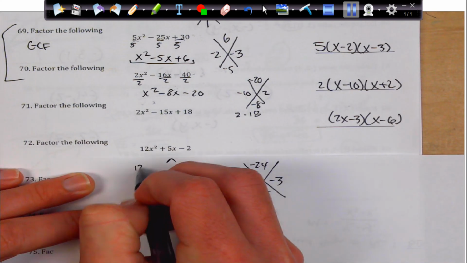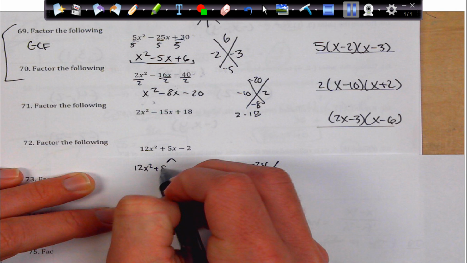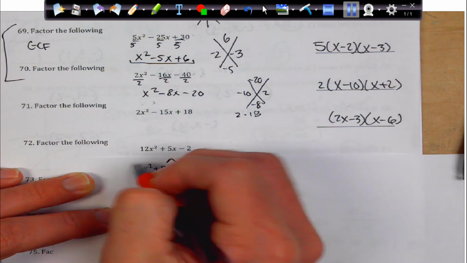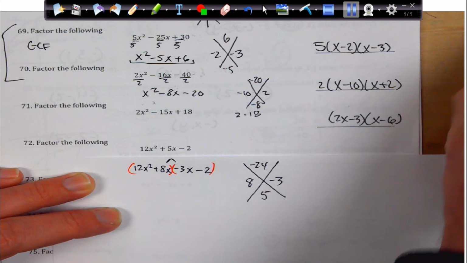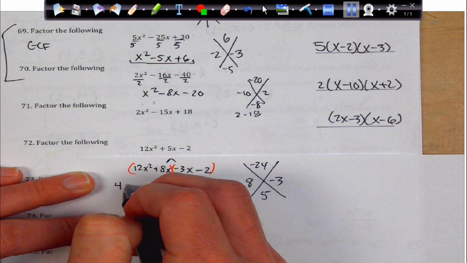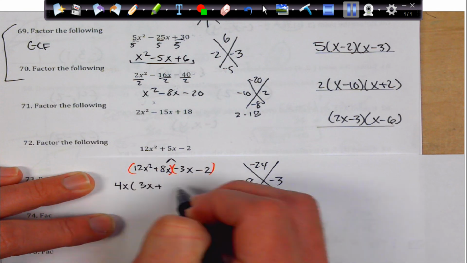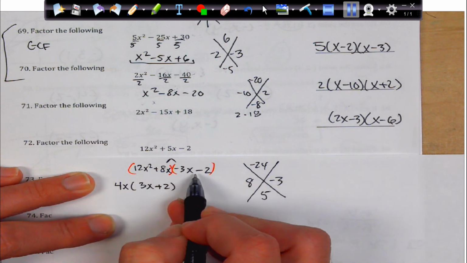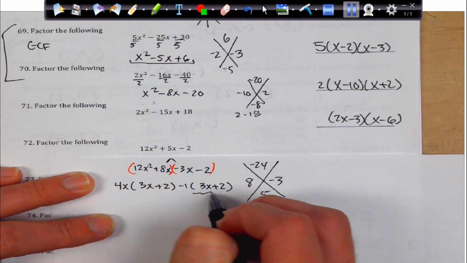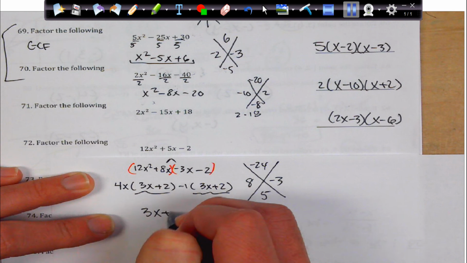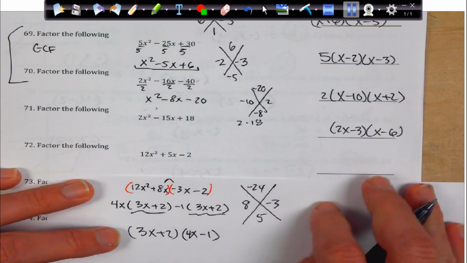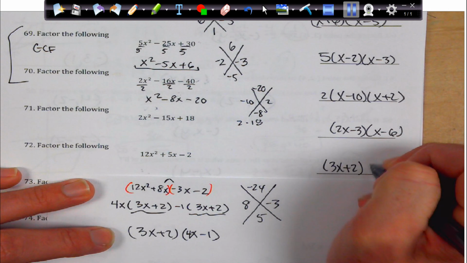Okay, so we get 12x squared plus 8x minus 3x minus 2. Again, we're going to factor by grouping. Once I've split the term, GCF out here, I can take a 4x out, so we get 3x plus 2. This looks pretty much the same, but these are negative, so I'm going to factor a negative 1 out, and then I get 3x plus 2. They look the same, so we get 3x plus 2 and 4x minus 1. We'll write that right here, 3x plus 2 and 4x minus 1.